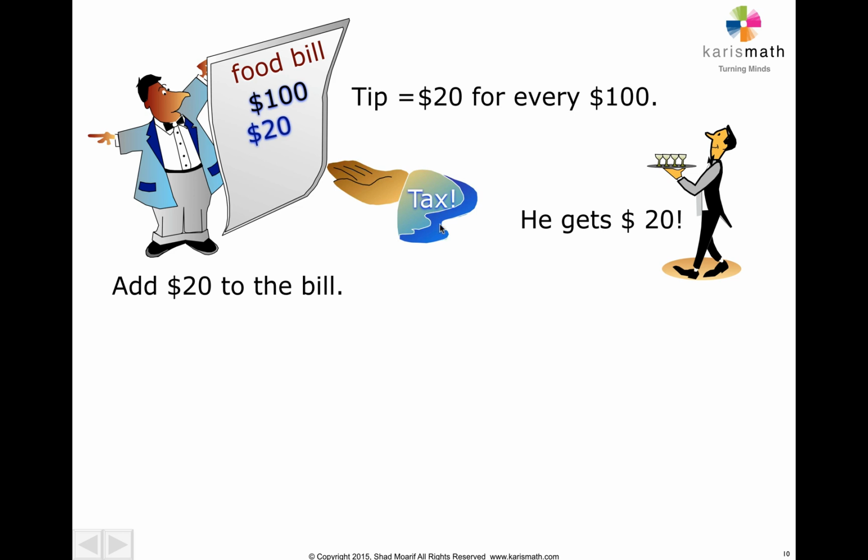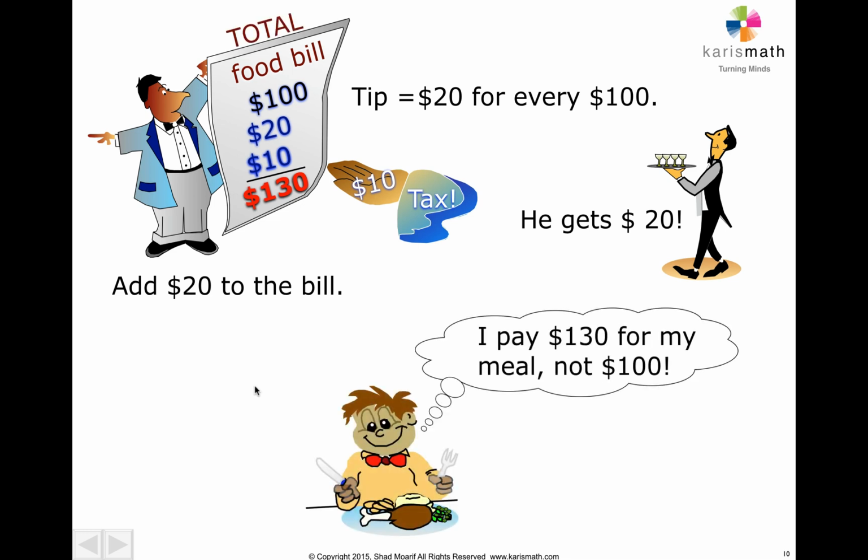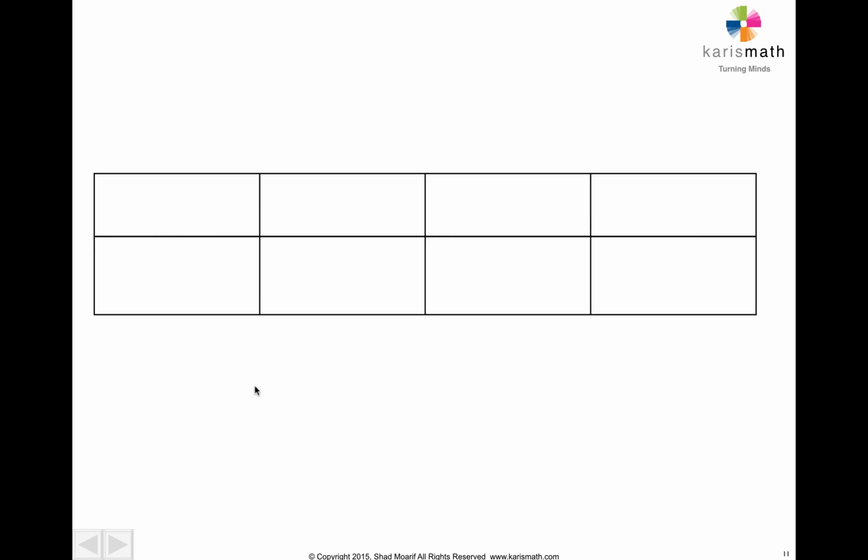And then you pay a tax of, say, $10. Add that to your bill. Altogether, you don't pay $100 just for your food. You actually end up paying $130. That's the total bill that you pay towards your food, not $100. So that's how we calculate the total bill if you know what percentage was spent on different aspects of the bill. So here's an example for you to take home.